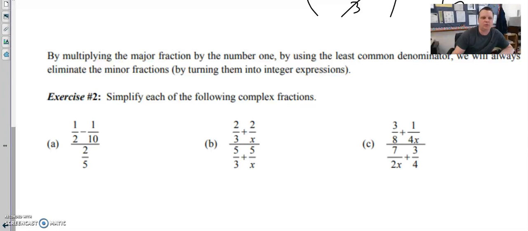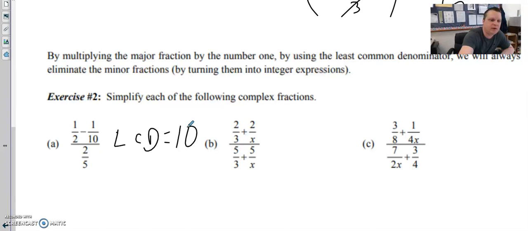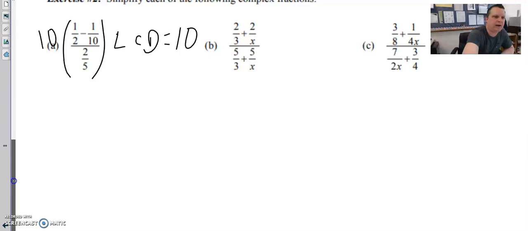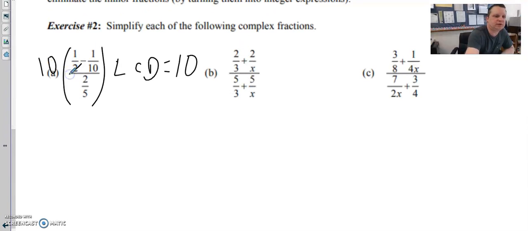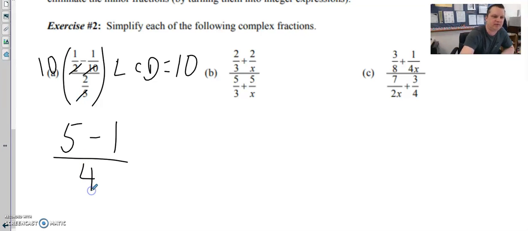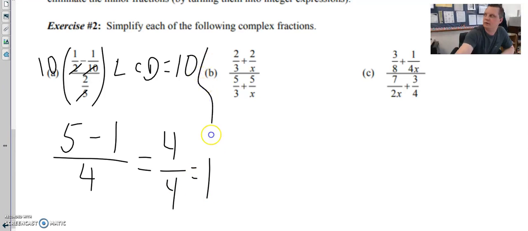Okay. So when I look at exercise 2A, LCD. Okay, what's my LCD of 2, 10, and 5? It is 10. Multiply everything by 10. And I have 2 goes into 10 5 times, minus 1, because 10 goes into itself once. 5 goes into itself once and into 10 twice. So that is a 4. So I have 5 minus 1, which is 4, over 4, which is 1.